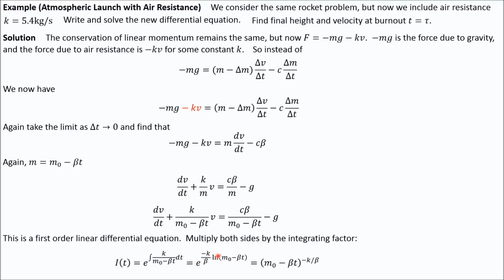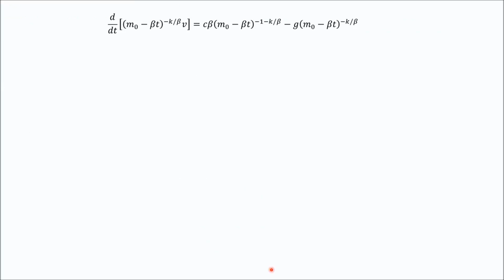This is the integral, and then e to the log is just that, and it's still raised to the minus k over beta. So what we have here is our integrating factor. Let's multiply both sides by it and see what happens. We now have, when we recognize that the left-hand side is the derivative of I of t times v of t, the right-hand side is this now.